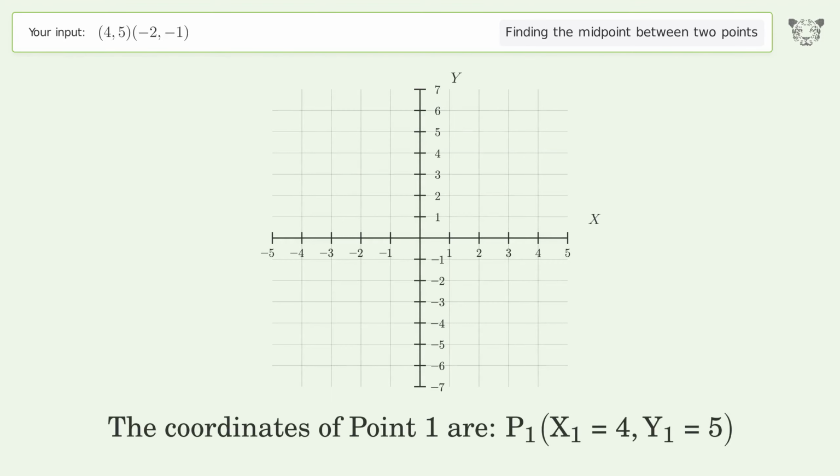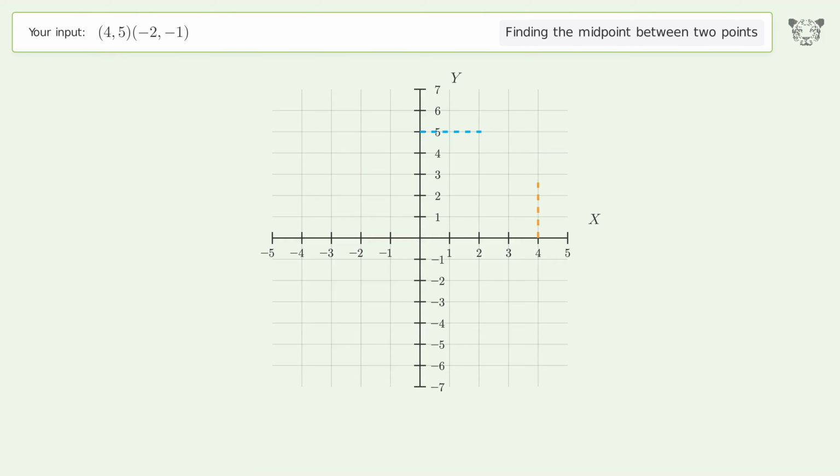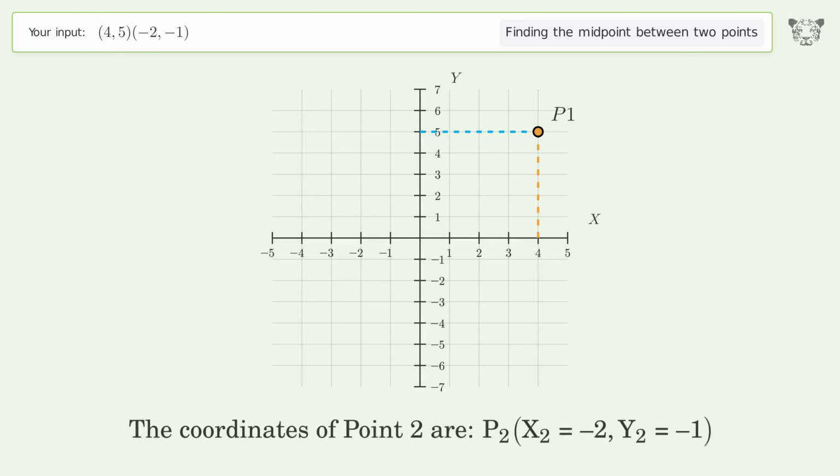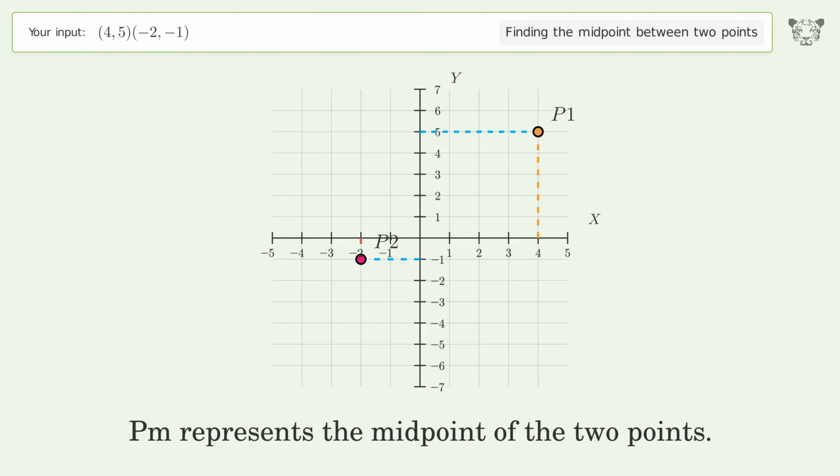The coordinates of point 1 are x1 equals 4, y1 equals 5. The coordinates of point 2 are x2 equals -2, y2 equals -1. PM represents the midpoint of the 2 points.